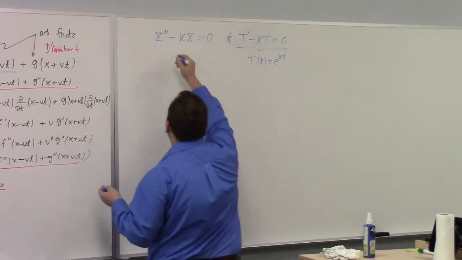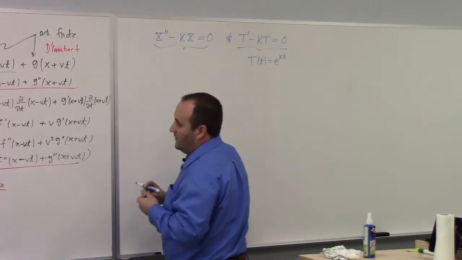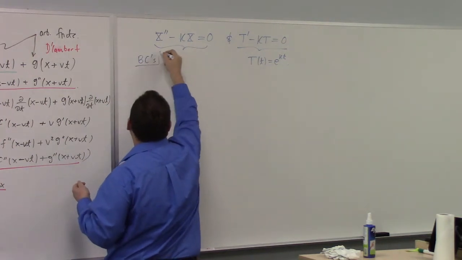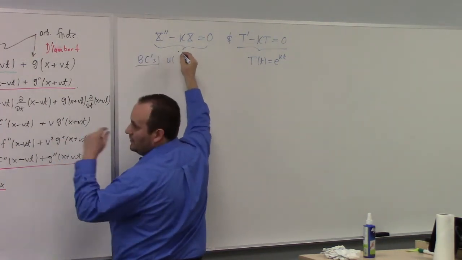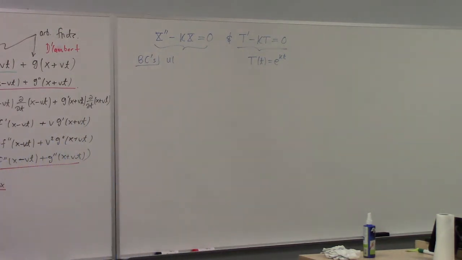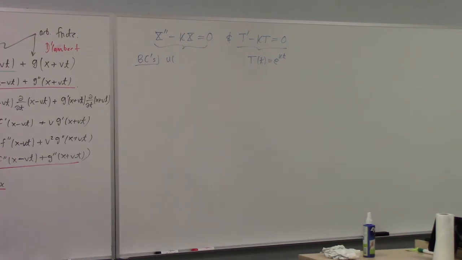Now, how about this though? This is where our boundary conditions come into play. We've got boundary conditions, and let's see here, to make things simplest, I think putting L equal to pi makes the math the easiest. So let's put L equal to pi.